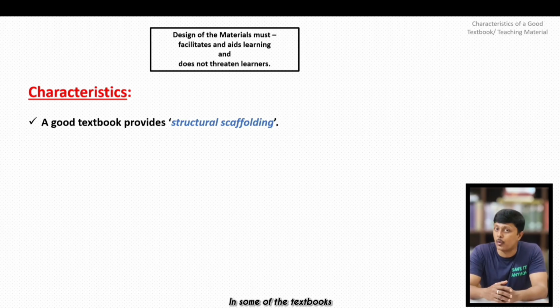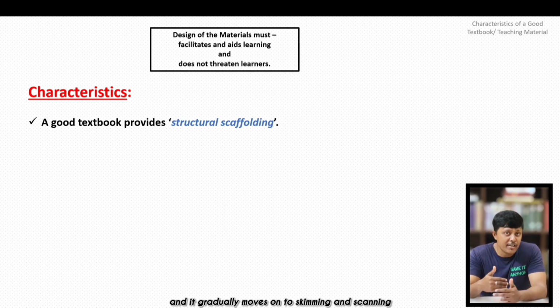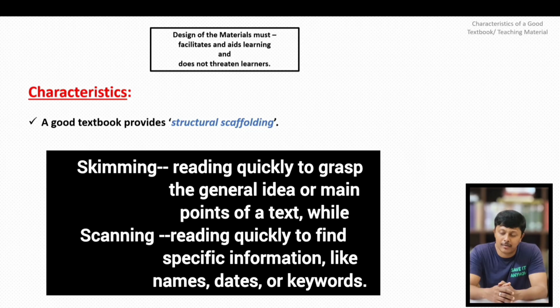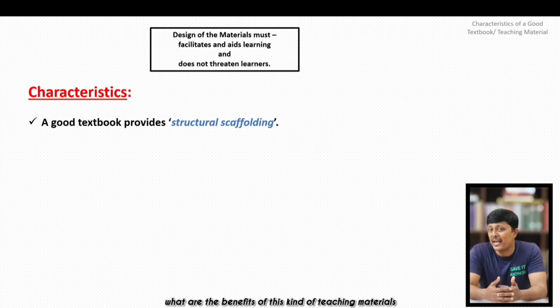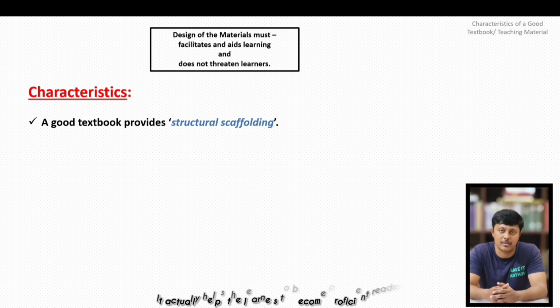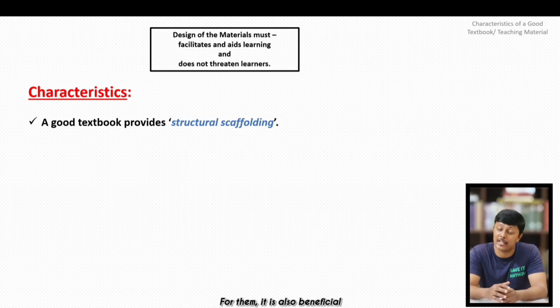In some of the textbooks, what you may find is that reading begins with teaching related vocabulary and it gradually moves on to skimming and scanning. And later, it teaches intensive reading. That means detailed reading. Now, you may ask, what are the benefits of this kind of teaching materials? It actually helps the learners to become proficient readers. Most significantly, scaffolding not only helps the younger learners, but also the younger teachers who can rely to such an extent on the textbooks. For them, it is also beneficial.